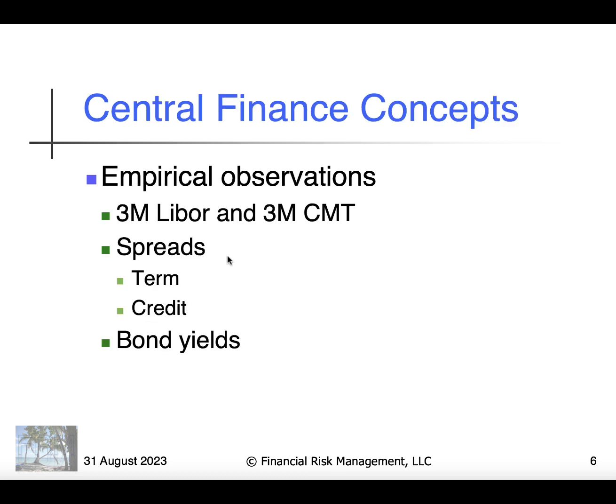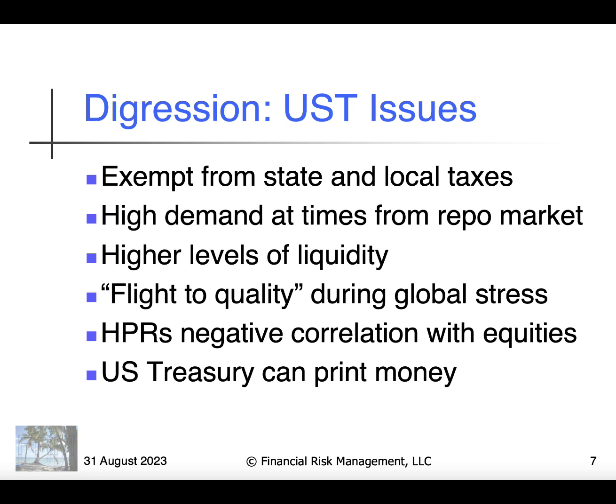So the central finance concepts that we're going to look at, we're going to start out by exploring what is now the obsolete 3-month LIBOR versus 3-month CMT. We're going to explore a variety of different spreads. The term spread just refers to the additional yield that is offered based on the longer time to maturity. Could be negative. And then the different credit spreads based on the credit rating, and we'll explore some bond yield implications.